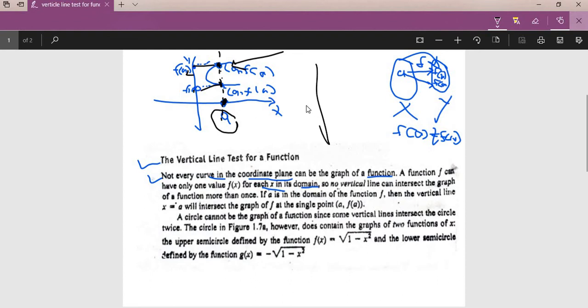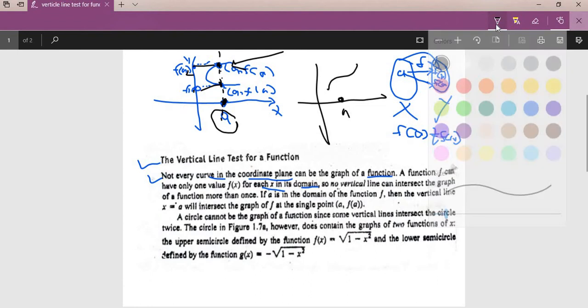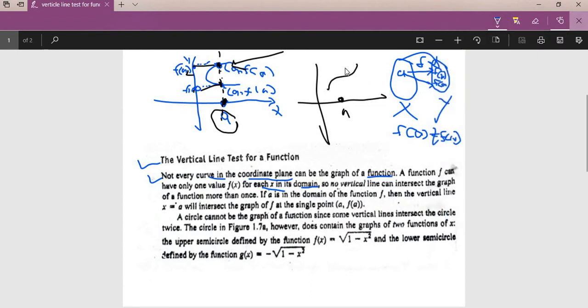For example, if we have this graph, and this is point a, and we draw a vertical line at a, we get only this point, f of a. This is the only point we get over here. Sorry, we have to draw f of a over here.